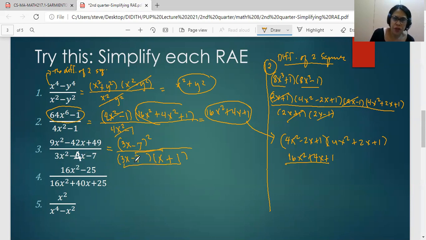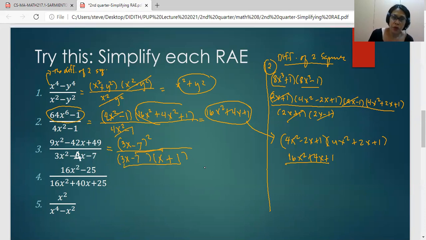Okay? So this is negative 7x plus 3x. So we have negative 4x, which is correct. So these are really the factors. Now, we will cancel the common factor. So we will cancel 3x minus 7 here and 3x minus 7 on the numerator. So the simplified form is 3x minus 7 all over x plus 1.